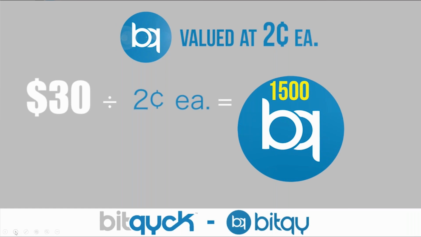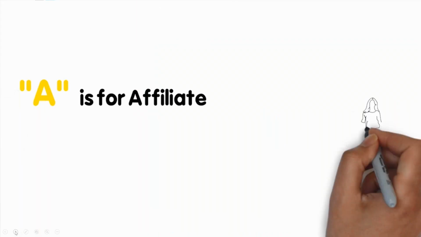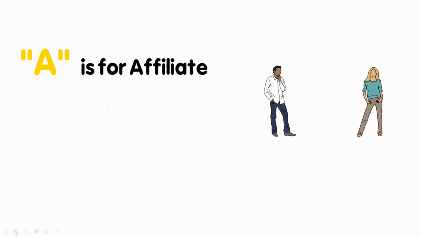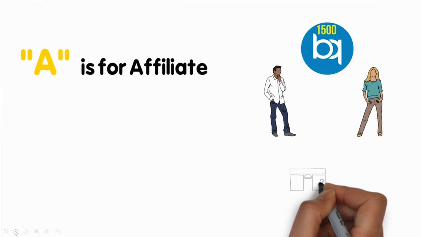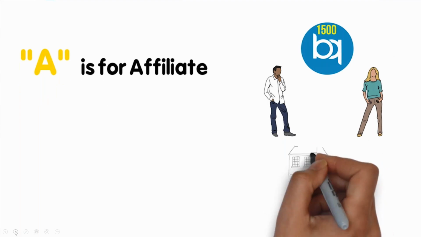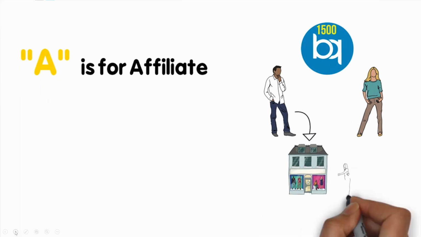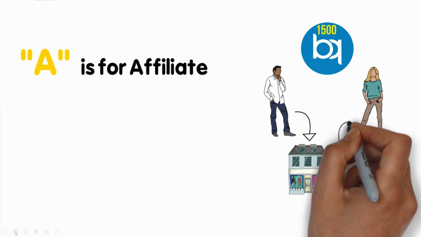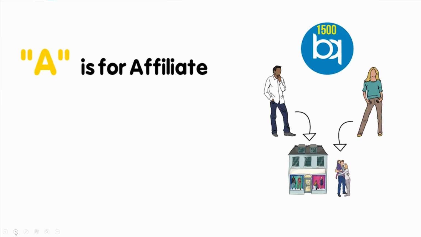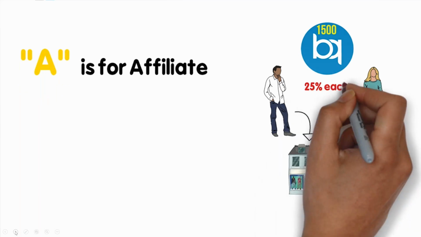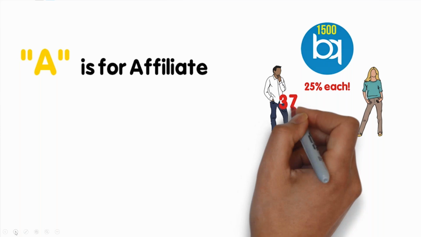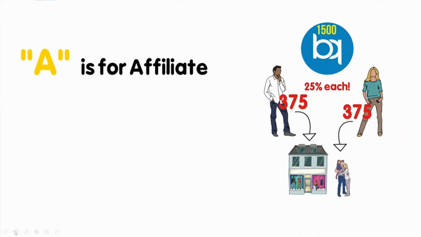Those 1,500 coins will then be allocated with a simple ABC distribution. A is the affiliates. There are 2 affiliates that will receive 25% of these coins each. One is the affiliate that referred the business that is offering the daily deal. The other is the affiliate that referred the consumer that bought the daily deal. Each will receive 25% of the bitqyck allocated, or roughly 375 bitqyck.